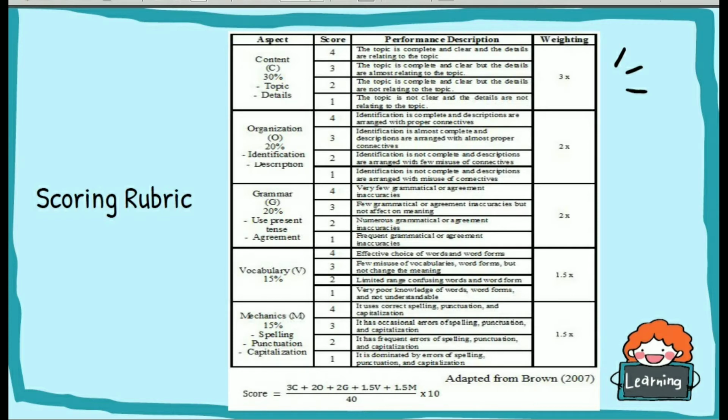Next, for the grammar aspects, the performance description for score 4 is very few grammatical or agreement inaccuracies. For score 3, few grammatical or agreement inaccuracies but no effect on meaning. For score 2, numerous grammatical or agreement inaccuracies. And for score 1, frequent grammatical or agreement inaccuracies.